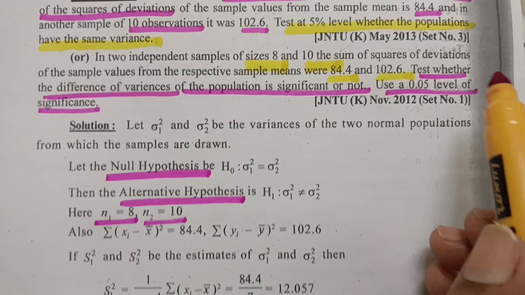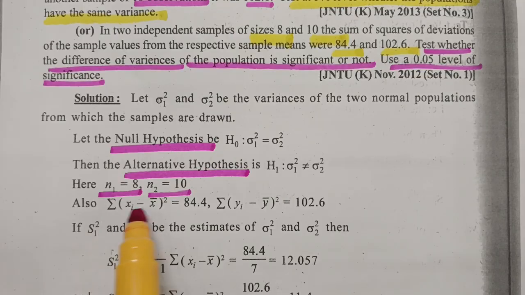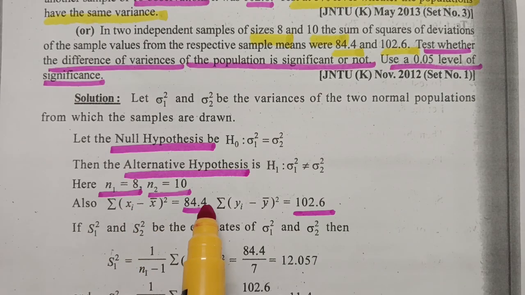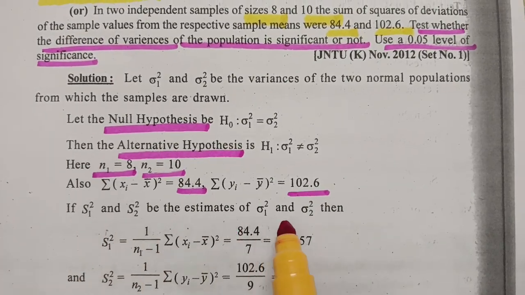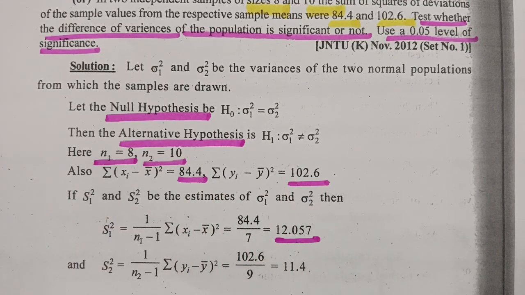So here, what is it? It is given the sum of the squares of the deviations. Sigma (xi minus x bar) whole square is 84.4 and sigma (yi minus y bar) whole square is 102.6. So the sums of the squares of the deviations are given as 84.4 and 102.6. So s1 square and s2 square are the estimates of sigma 1 square and sigma 2 square. First we need s1 square. The formula here is sigma (xi minus x bar) whole square by n1 minus 1. What is n1 here? n1 is 8. So it is 84.4 by 7. If you use your calculator, it is 12.057.